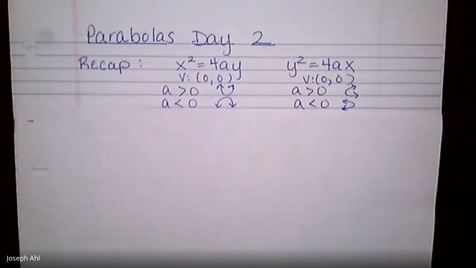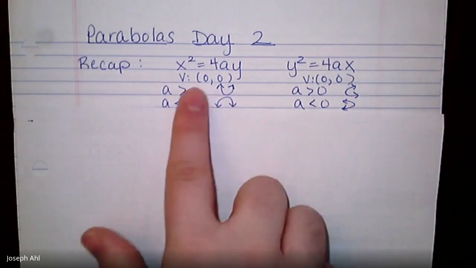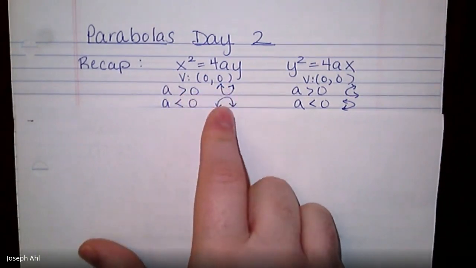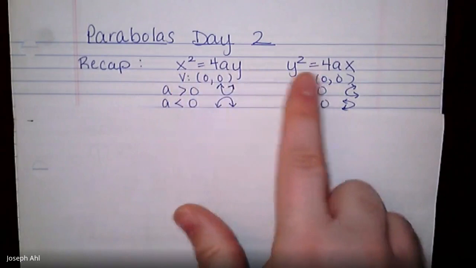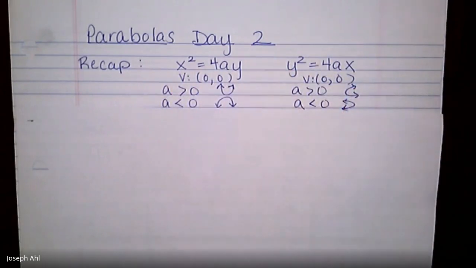Just remembering that if you have something of this form, x squared equals 4ay or y squared equals 4ax, that means that we have a parabola whose vertex is at the origin. And based on the value of a, we know that the parabola either opens up or down if it's x squared in the equation. If it's y squared, it's going to open left or right, depending on if a is positive or if a is negative. So we're going to take this idea today and eventually get to a point where we extend this outside of the vertex being at the origin.